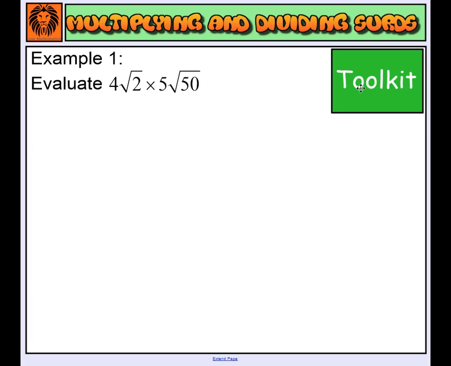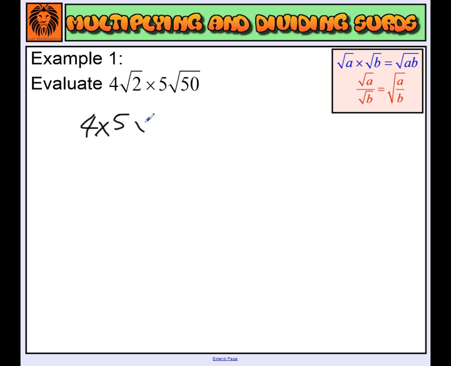Example 1, we need to evaluate 4 lots of root 2 times 5 lots of root 50. Now, using the fact that multiplication is commutative, we can rearrange this. So we have 4 times 5 times root 2 times root 50.